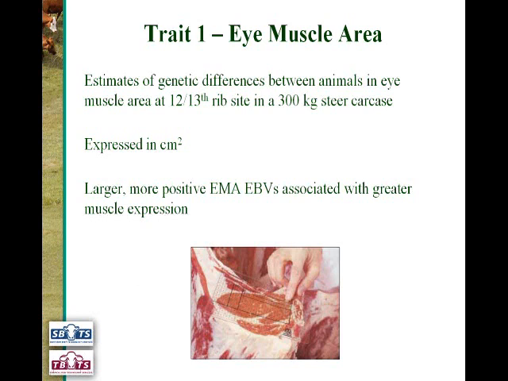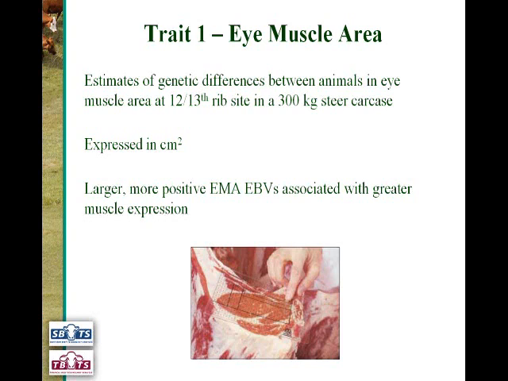And that's a very important point. It's not giving us differences in eye muscle area at a standard age. Obviously some animals will have a larger eye muscle at a constant age, if you like, or at a certain age point due to differences in their growth genetics. What the EBV is doing is taking any differences in the growth genetics out of the equation just to give us any differences in eye muscle at a standard carcass weight.